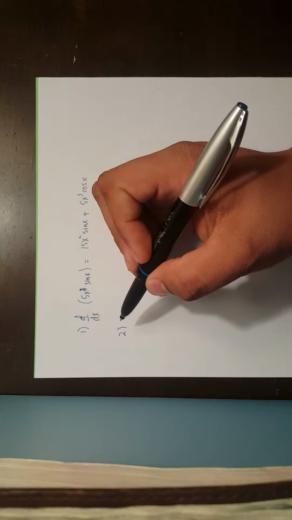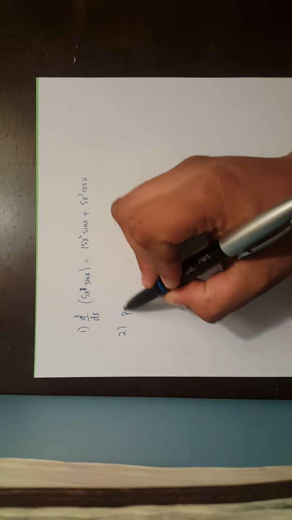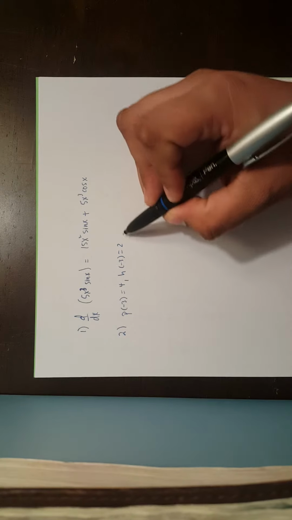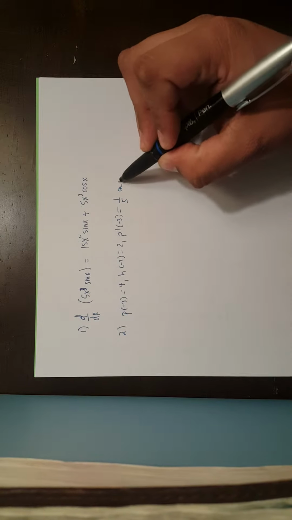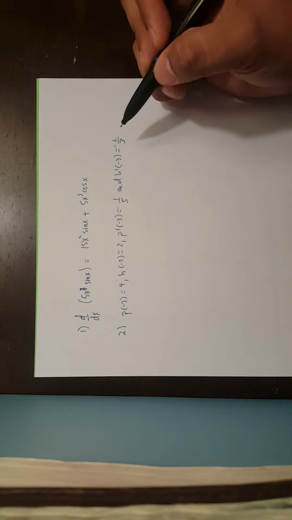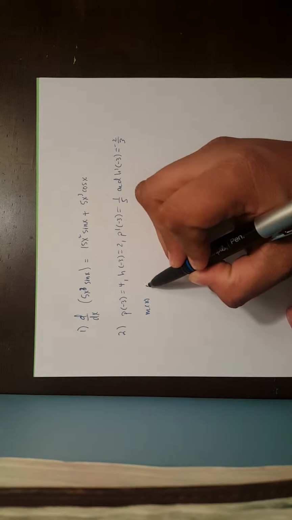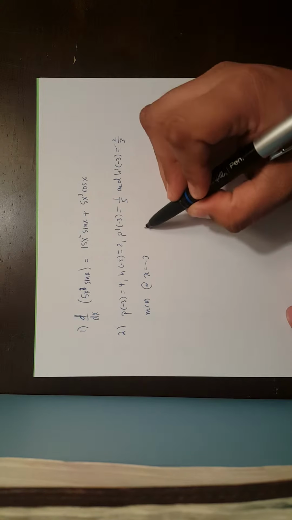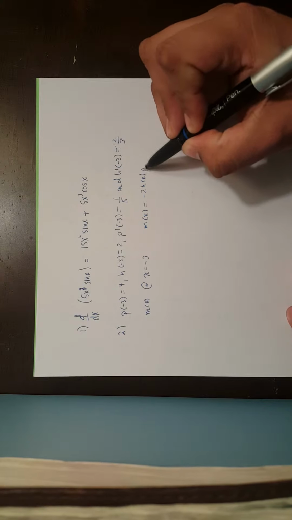The next one says, given that m of x, p of x, and h of x are differentiable functions, and p of negative 3 is equal to 4, h of negative 3 is equal to 2, p prime of negative 3 is equal to 1/5, and h prime of negative 3 is equal to negative 2/3. Find the slope of the tangent line to m of x at x equals negative 3, given that m of x is equal to negative 2 h of x times p of x.